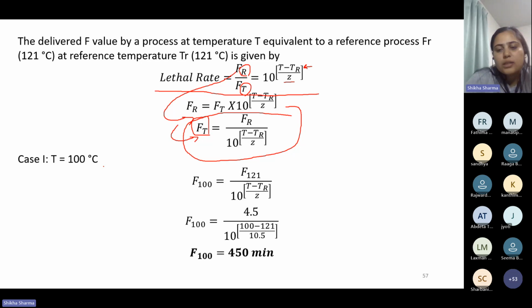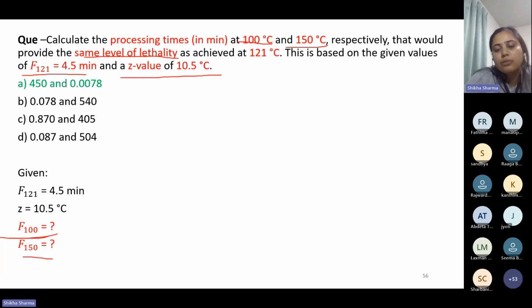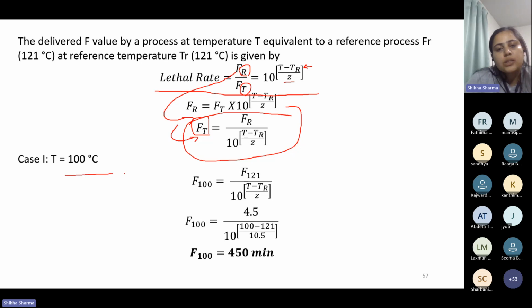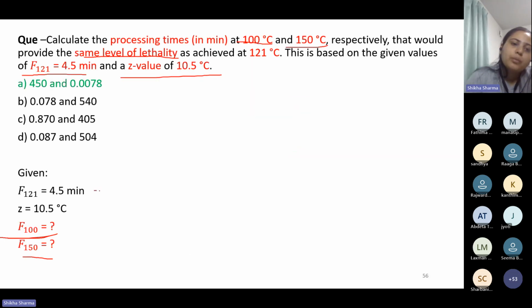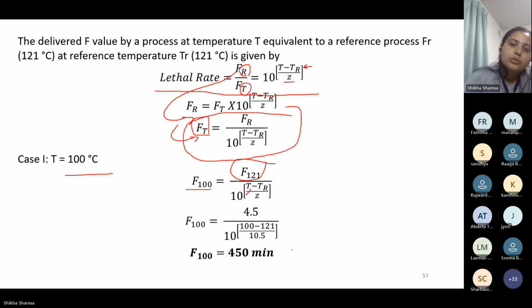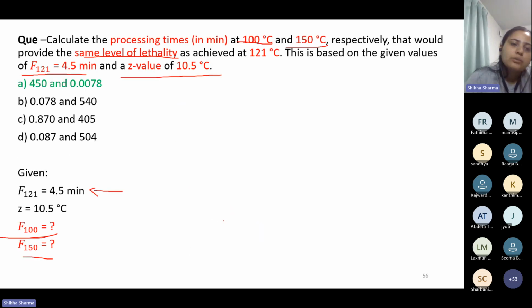So we take T as 100 degrees, because we need to calculate F at 100 and 150. F at 100 degrees is equal to F at the reference, which is 121, divided by 10 to the power (T minus T reference) divided by Z. So F at 100 degrees is equal to F121, which is given in the question as 4.5 minutes, divided by 10 to the power (100 minus 121, the reference temperature) divided by 10.5, which is the Z value here.